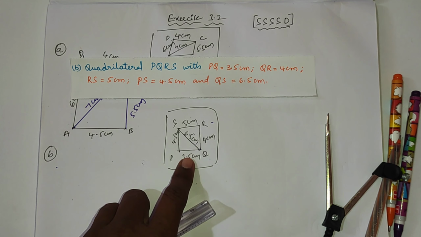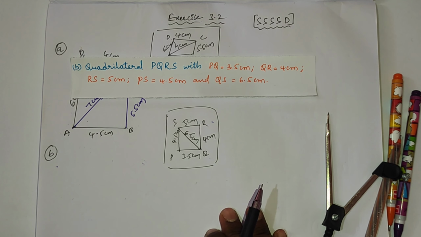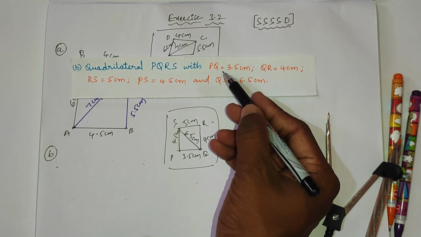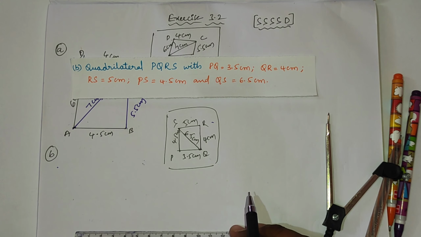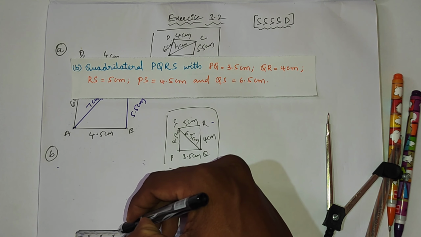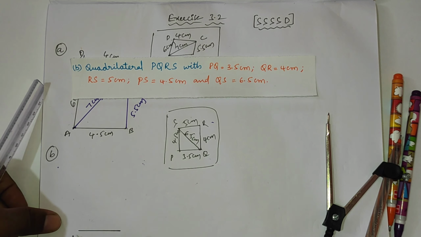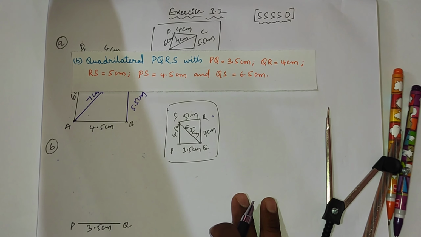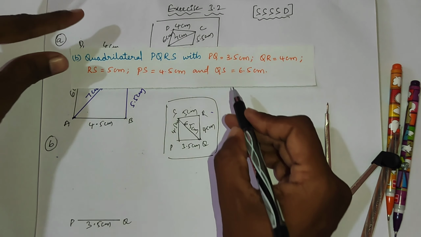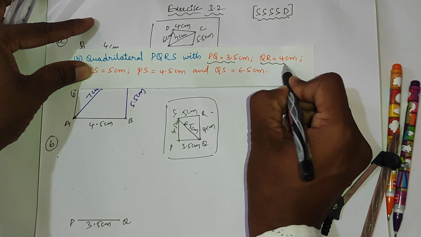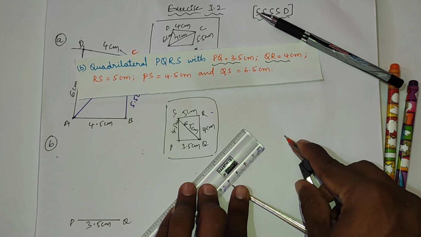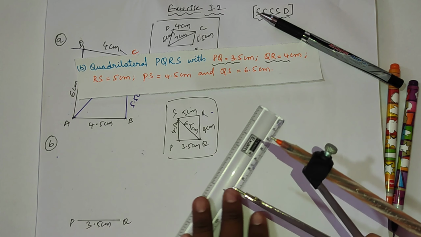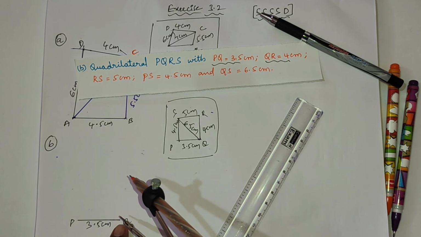Okay. So now, based on this rough sketch, we have to construct the quadrilateral. So first, what is the base here? Base PQ, 3.5 centimeters. So with the help of a ruler, draw a line segment of 3.5 centimeters. PQ is how much? 3.5 centimeters. So PQ is completed. Then QR, how much is there here? 4 centimeters. So measure a 4 centimeter radius. Now with Q as center, draw an arc of 4 centimeters.